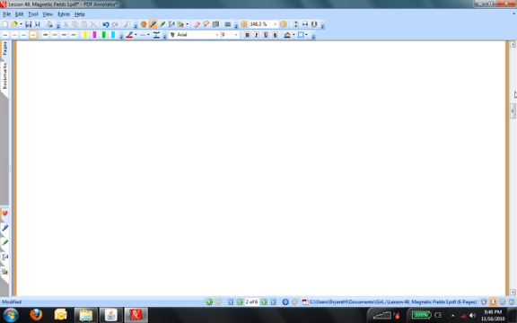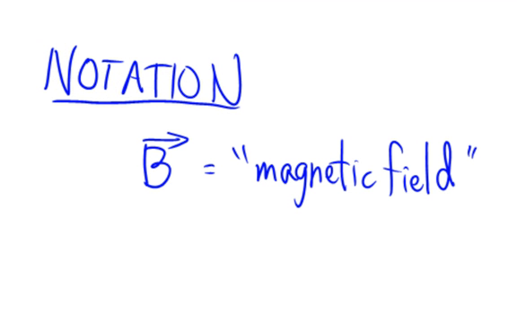Let's introduce some notation. The variable we're going to use to represent magnetic field is the letter capital B. It is a vector because the magnetic field has a direction. It may be that the direction is different at different points in space, but at a given point there will be a definite direction of the magnetic field. If I put a compass at a certain point in space, the compass is going to point in a certain direction. And we define the direction of the magnetic field to be the direction that the north pole of a compass will point when it's placed in the magnetic field.